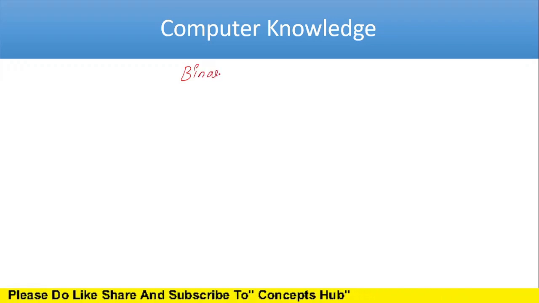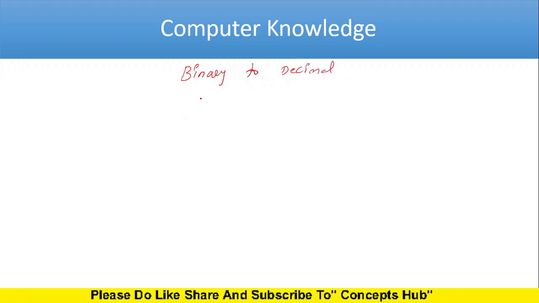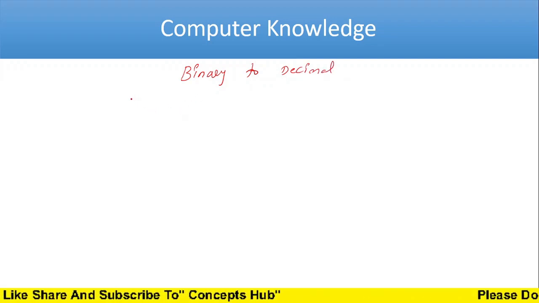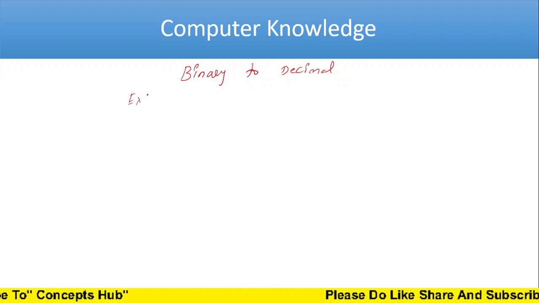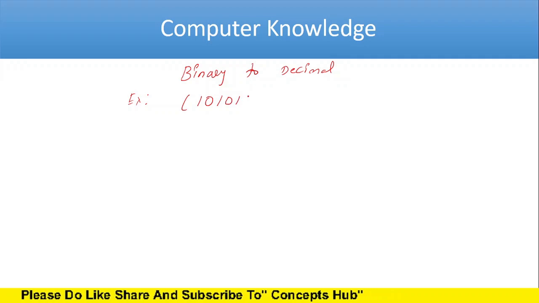In this video, we are going to discuss computer knowledge related questions. So let us start. In this video, what we'll do is from binary to decimal. We're going to convert from binary system to decimal system. So let us take an example: 1 0 1 0 1 1.